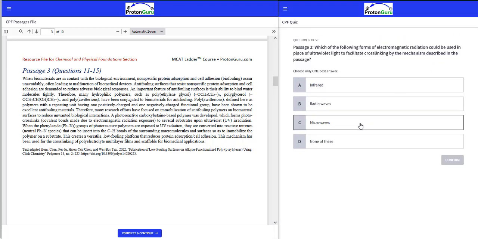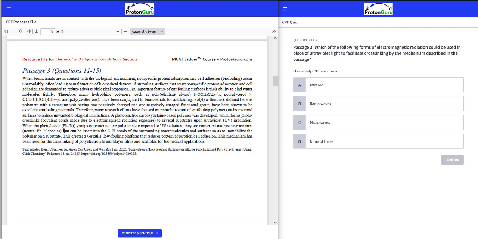Next, we're asked which of the following forms of electromagnetic radiation could be useful in place of UV light to facilitate cross-linking by the mechanism described in the passage. So we're going to go over to the passage and look for where they're talking about cross-linking. We see the word cross-links here, and it's also easy to pick out the word UV in a couple of places because UV is capital U, capital V. So we can quickly pick those things out.